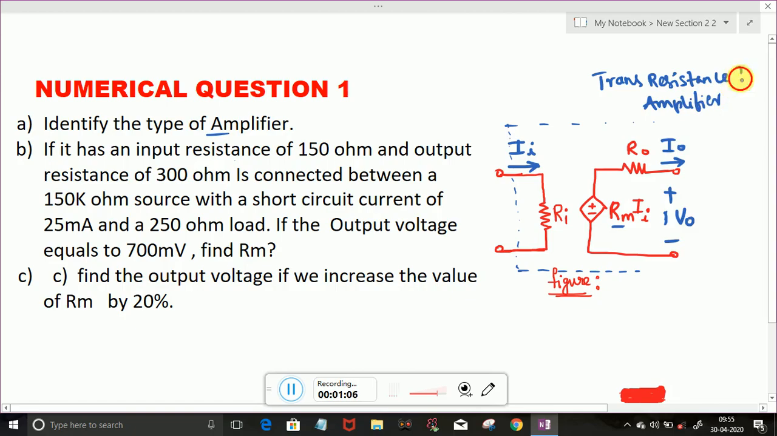Please go through the video that I have made on trans resistance amplifier. You will get a clear idea if you are not having any idea on this trans resistance amplifier. So we are done with the first part of the question.